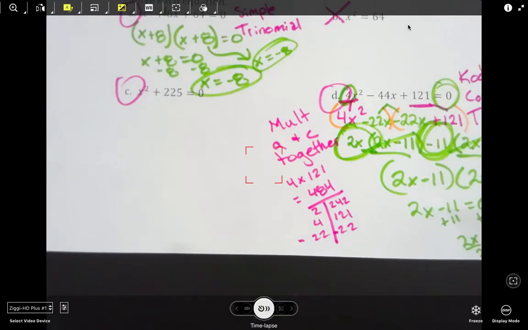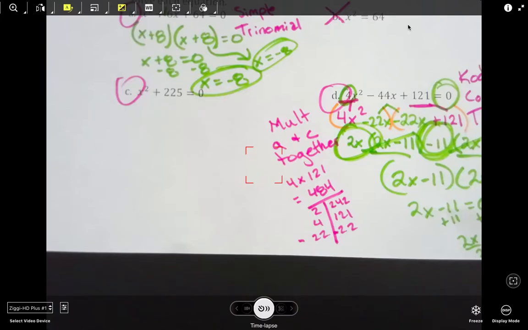So, C, x squared plus 225. Okay? We need to figure out what he is, all right? He's not a trinomial. How do I know that? Because there's not 3 parts, so he's not simple or complex. So those 2 are gone, right? He is not a difference of squares because difference has to be minus, right? It's like the sum of 2 squares.